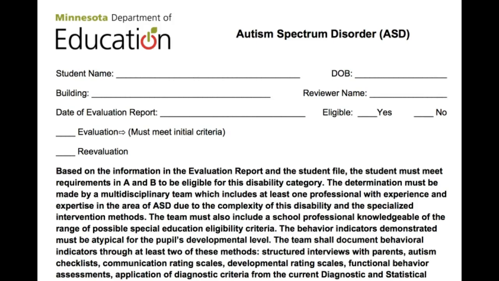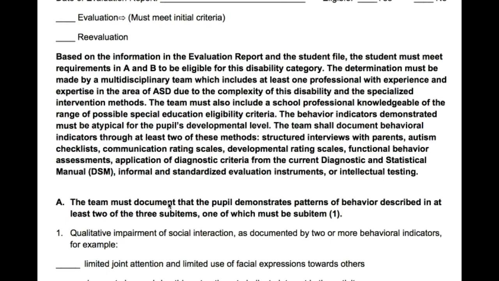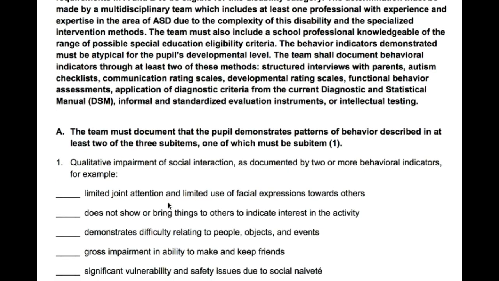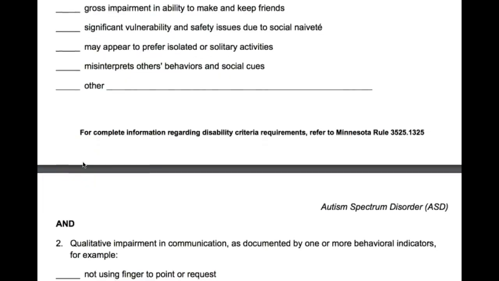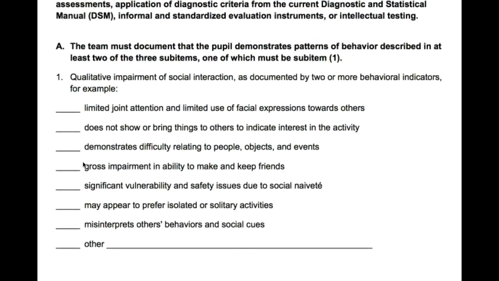Okay, so here's the criteria checklist for ASD, and with ASD, because it's an observational type of diagnosis, there's multiple sections to the criteria report. So the first section, Part A, says that the team must document that the student demonstrates patterns of behavior as described of at least 2 of the 3 sub-items. So the sub-items are 1, 2, 3.